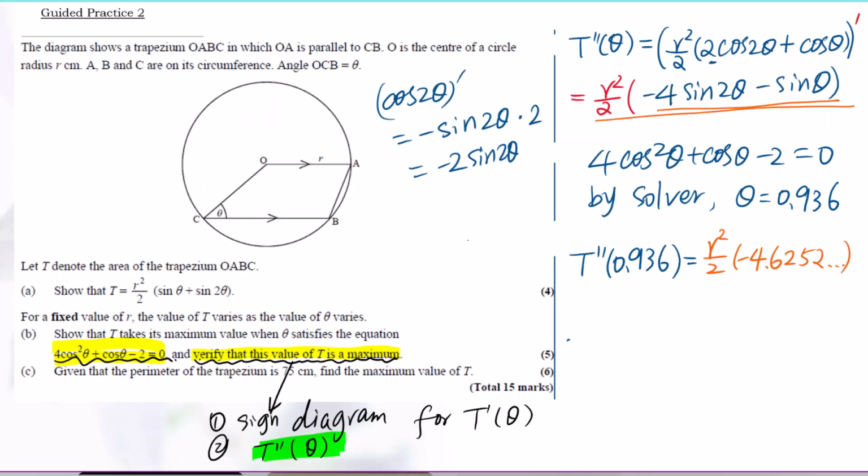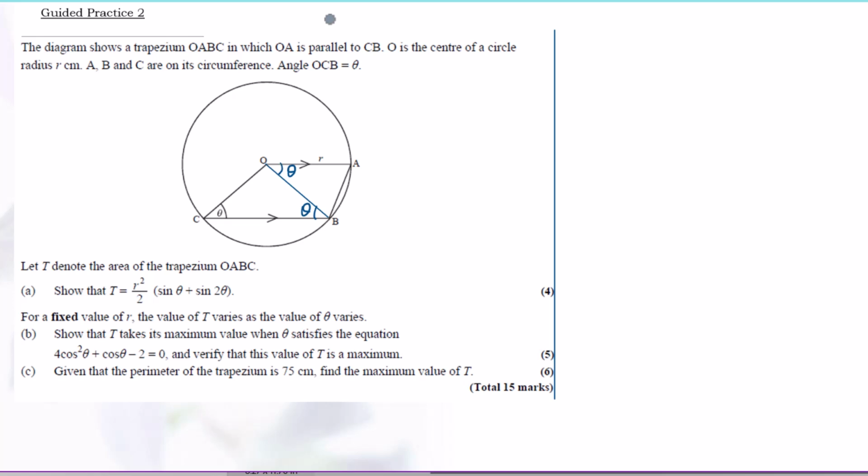-4.63. So t double prime of 0.936 less than 0. T is a maximum at theta equals 0.936. Let's go to C. Given that the perimeter of the trapezoid is 75 centimeters, find the maximum value of t.